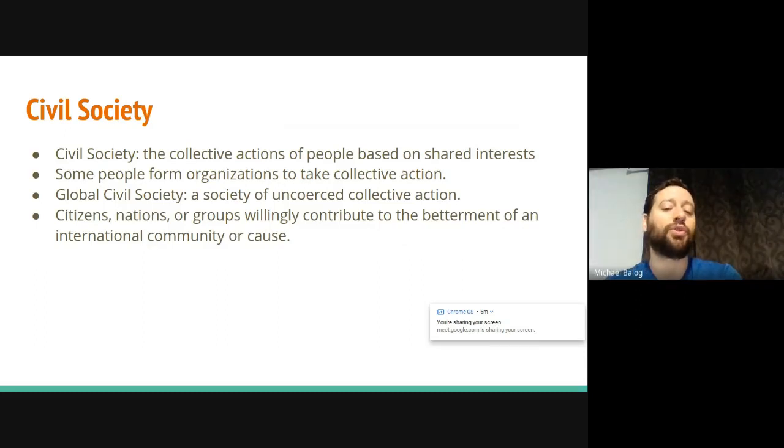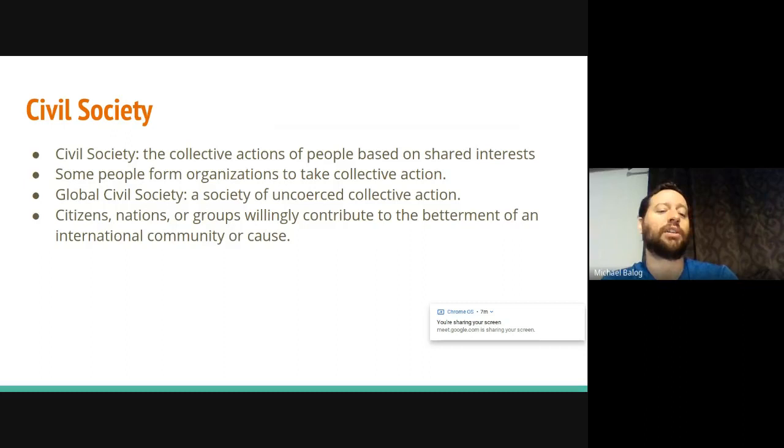And this could include, and now this is important, so it's not only citizens, but it's also nations or groups who are willing to contribute to the betterment of an international community or cause. So this could be people getting together to try and make change. It could be people in conjunction with certain governments. Okay, so you might have individuals working and acting with actual national governments. And maybe they're actually even working with some groups as well. So some non-governmental organizations, right?